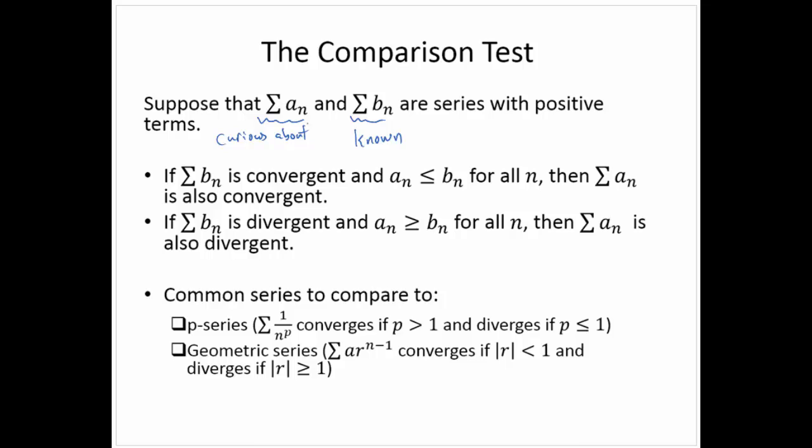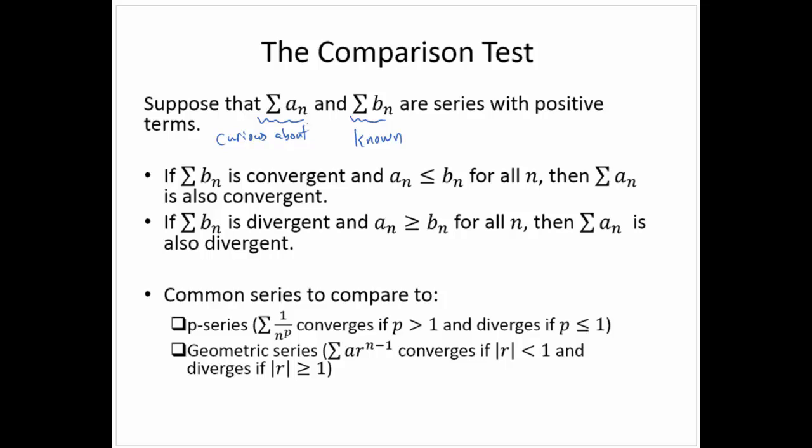We can also sometimes compare to the geometric series. Remember, that means we have a common ratio, and we know that the geometric series converges if the absolute value of the ratio is less than 1, and it diverges if the absolute value of the ratio is greater than or equal to 1. All right, so now we're going to see how we can use this test.